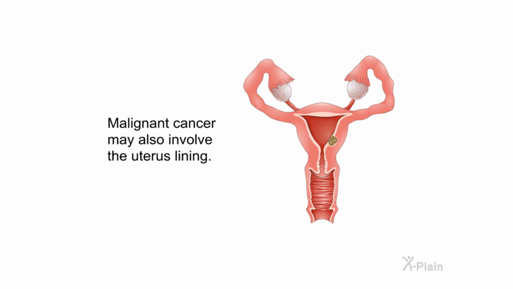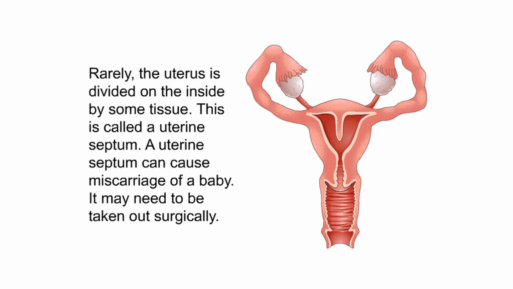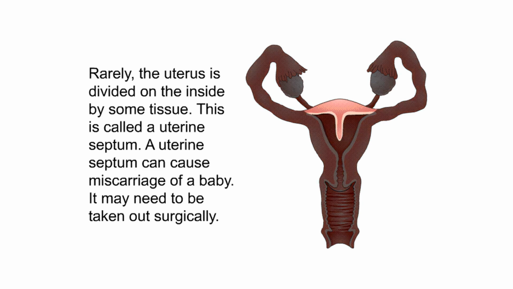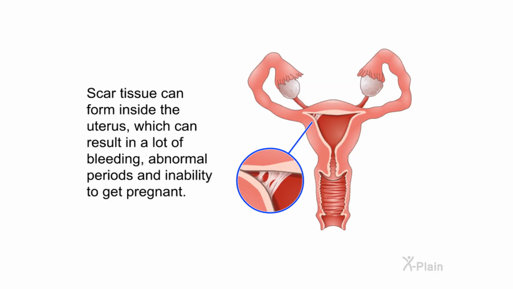Malignant cancer may also involve the uterus lining. Rarely, the uterus is divided on the inside by some tissue. This is called a uterine septum. A uterine septum can cause miscarriage of a baby. It may need to be taken out surgically. Scar tissue can form inside the uterus, which can result in a lot of bleeding, abnormal periods, and inability to get pregnant.